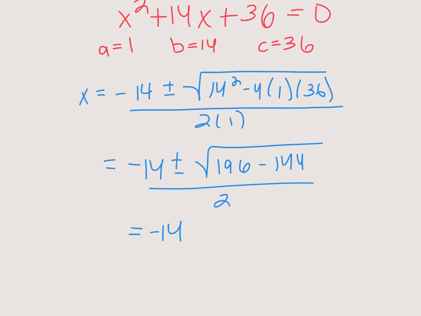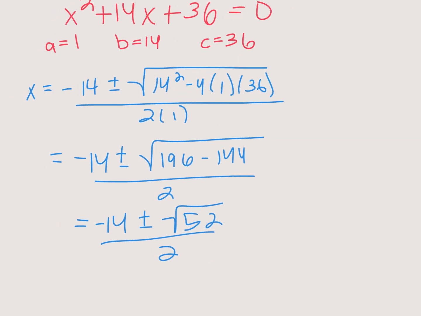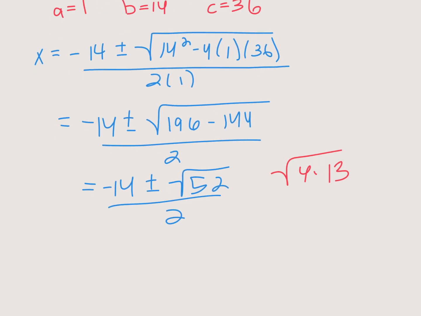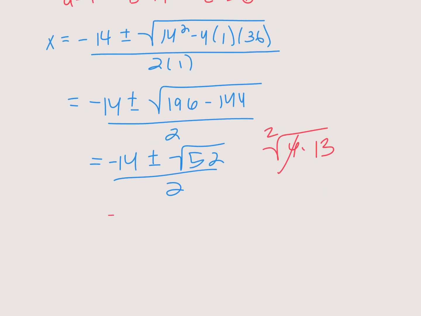So negative 14 plus or minus. What's 196 minus 144? 52. All right, you get here, guys. You got 6 out of 10 points. There's 2 pieces of simplifying that you're missing. Can I break down 52 into a perfect and non-perfect square? Yes, 4 and what? 13? Think of a deck of cards. So this becomes 2 square root of 13. So you have negative 14 plus or minus 2 square root of 13 over 2.